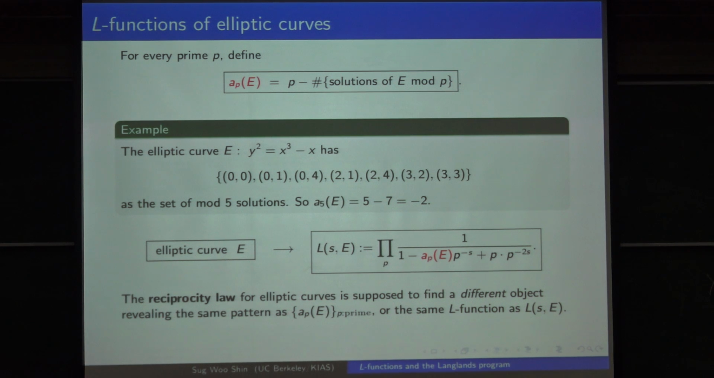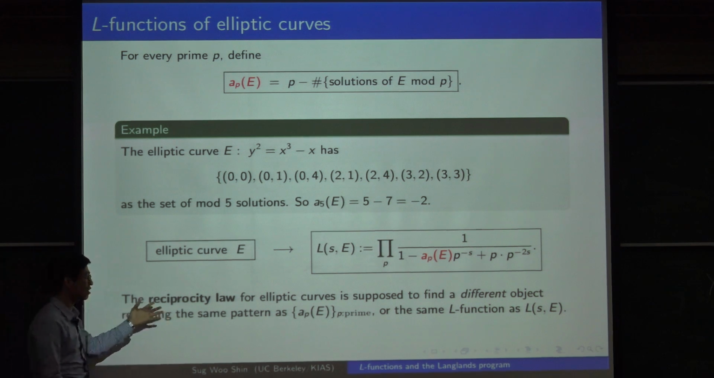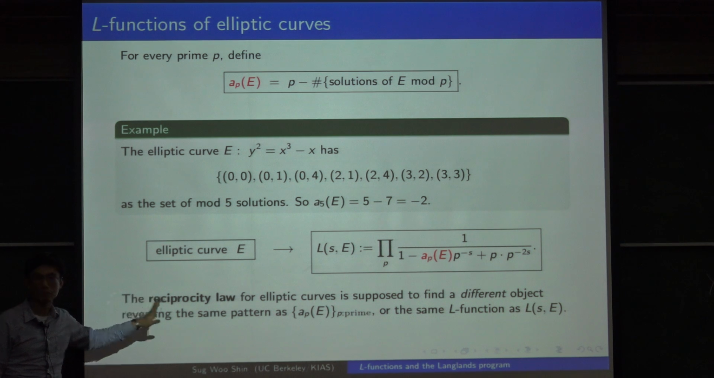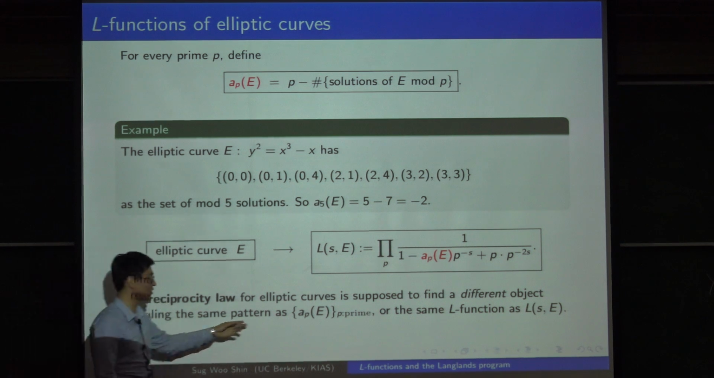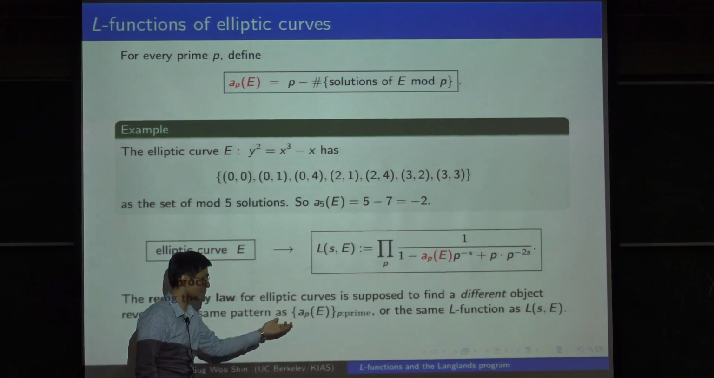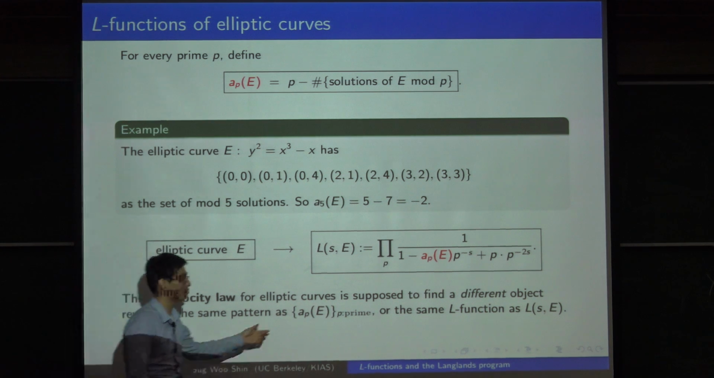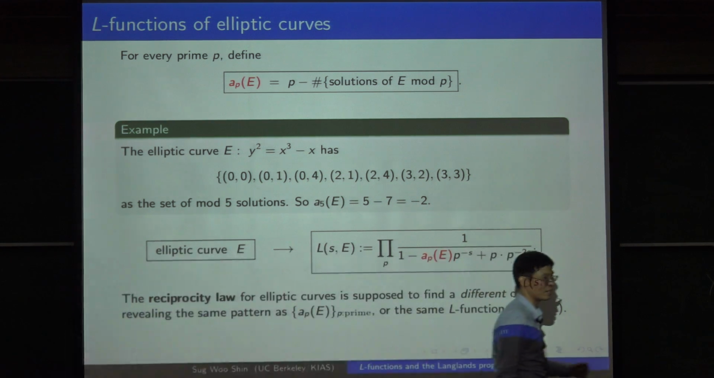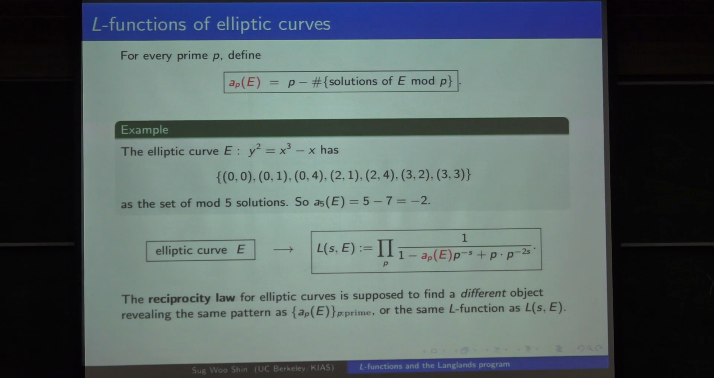A convenient way to package the information is you just form an infinite product and then you get an L-function. And the reciprocity law asks, can you find the same pattern in a different part of mathematics, either in the form of an infinite sequence of numbers, or possibly just a single complex variable L-function? Okay, so that's a rephrase of the reciprocity law we are looking for.